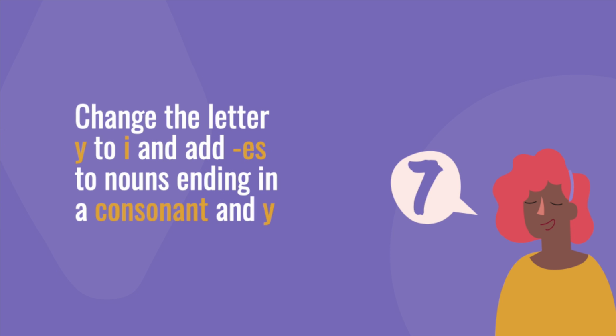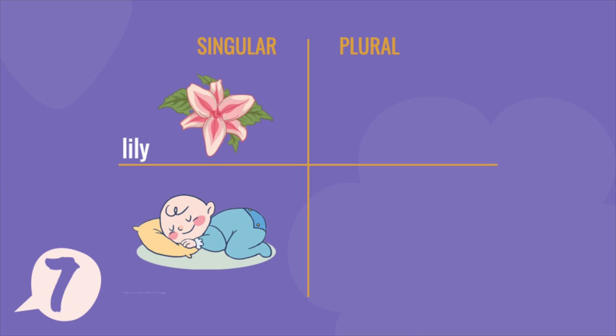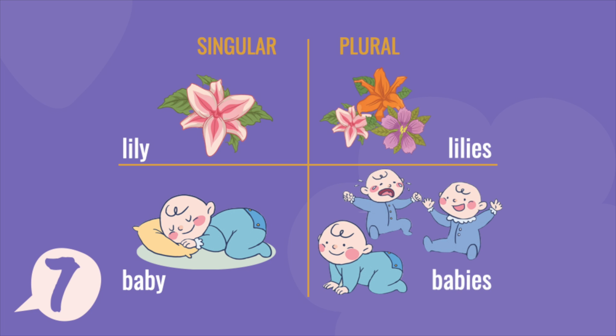Rule number 7. If a consonant comes before a y, the plural is formed by changing the y to i and adding es. Try forming these singular nouns into plural nouns. Change y to i and add es. Lily becomes lilies, and baby becomes babies.